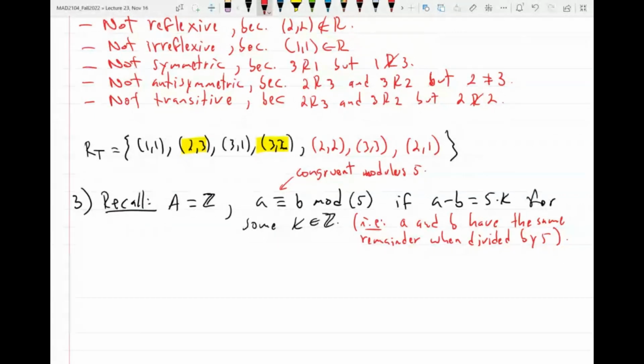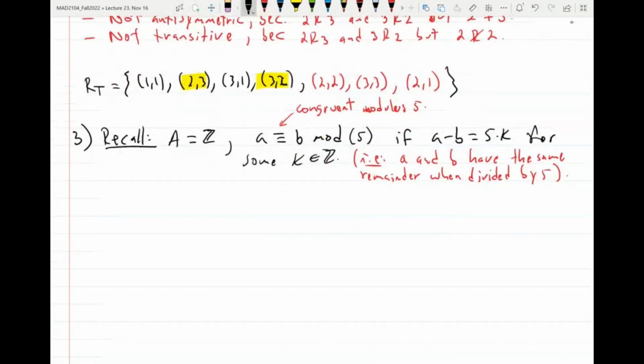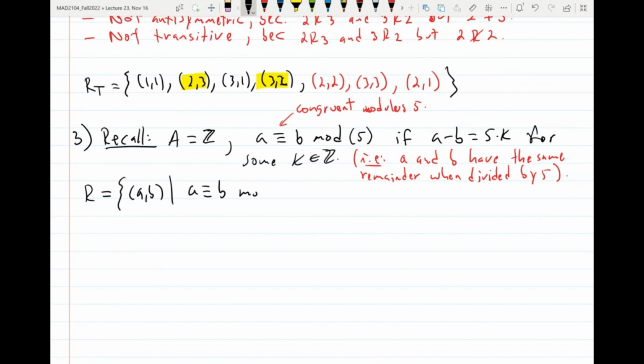Okay? All right. So, and this is a relation, so we can define all the pairs of two numbers will be related if they are congruent mod 5. In other words, if they have the same remainder when divided by 5. So we can define R to be a relation on A, which are the pairs A comma B, such that A is congruent to B mod 5. And by the way, I can do this mod any integer you want. Okay? It doesn't have to be mod 5. All right, so let's analyze this one. Let's go through all the properties. Let's see, reflexive. Is this reflexive? Why?